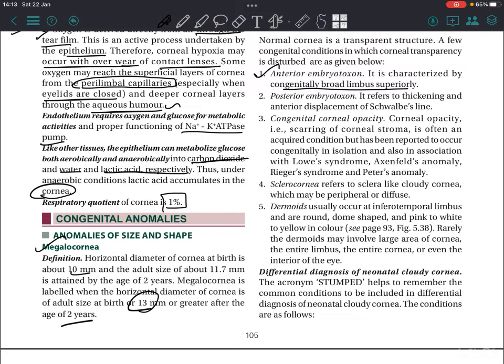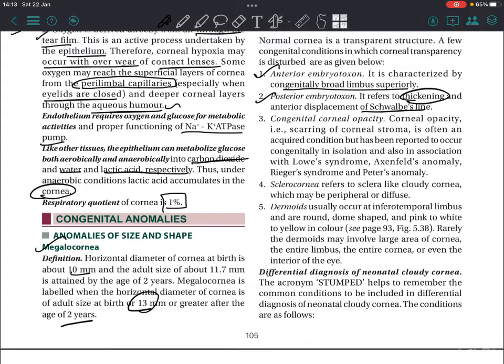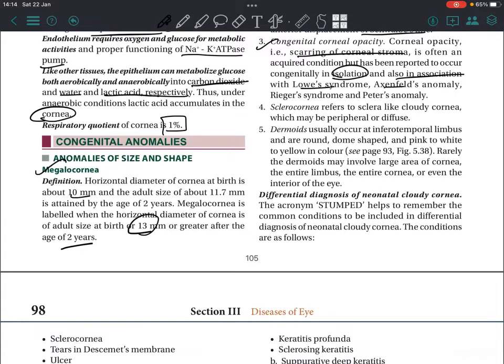Posterior embryotoxon refers to thickening and anterior displacement of Schwalbe's line, which is formed from the Descemet membrane. Congenital corneal opacity. Corneal opacity, scarring of the corneal stroma, is often an acquired condition but has been reported to occur congenitally in isolation, and also in association with Lowe syndrome, Axenfeld syndrome, etc. Sclerocornea refers to a sclera-like cloudy cornea which may be peripheral or diffuse.